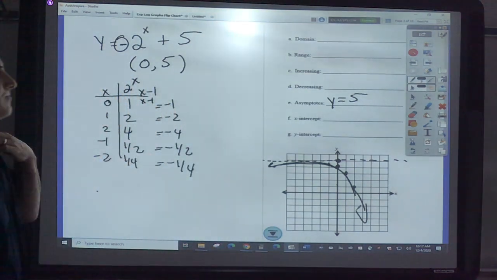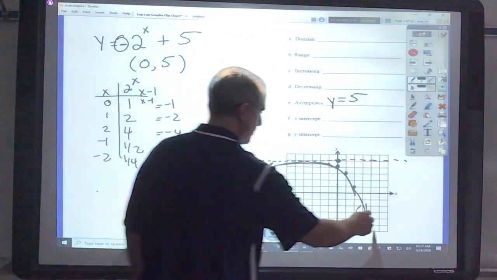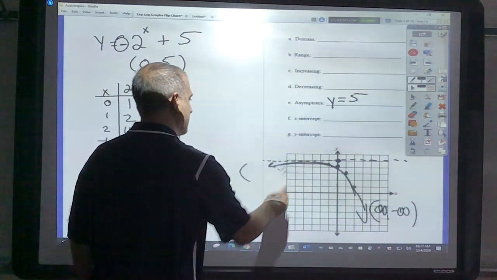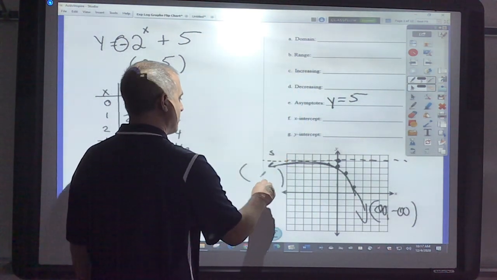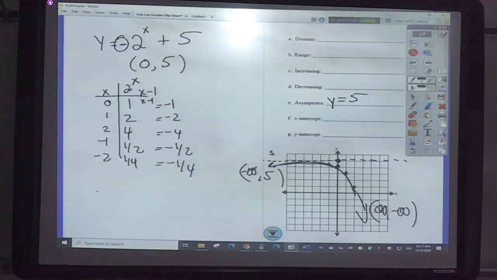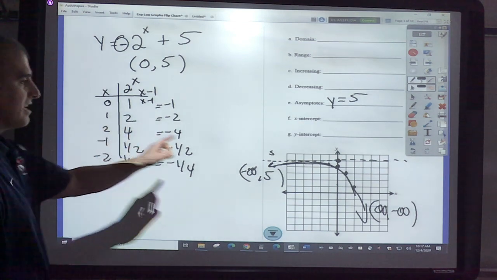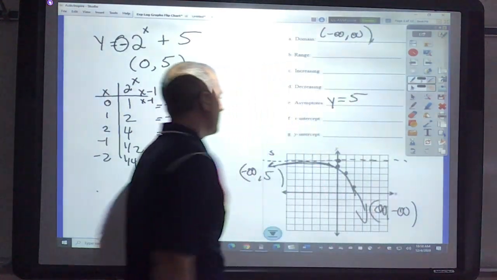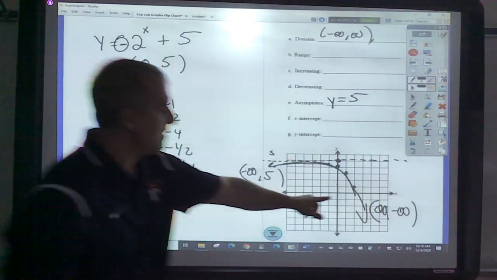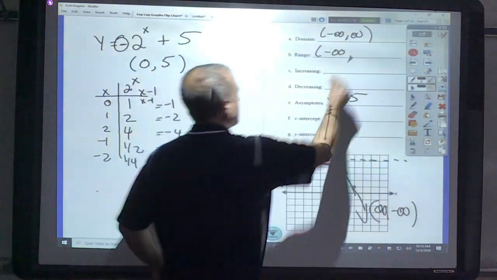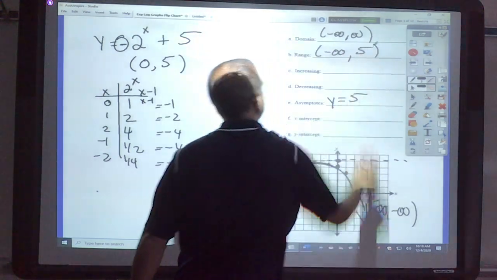Okay, now let's label our arrows. This is my right arrow going down, so positive infinity, negative infinity. This approaches the line y equals 5, so that would be 5, and this would be my negative x value. So my domain, smallest x is negative infinity, biggest is positive infinity. My range, my smallest y value, be very careful, is negative infinity. My biggest y value happens to be 5, curved bracket.